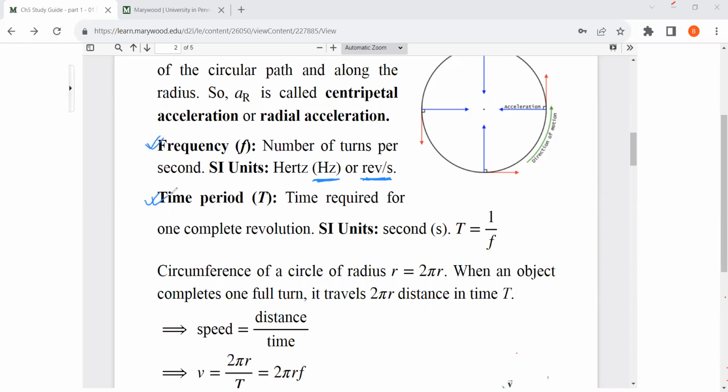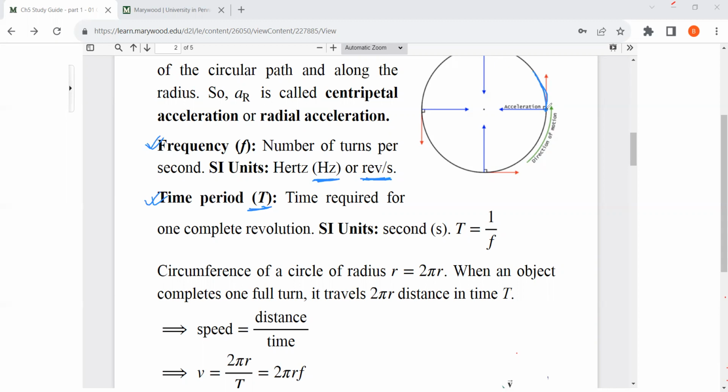And for the time period we use capital T to represent it, and time period means the time to travel 1 full turn. So frequency means how many turns in 1 second, and time period means the time for 1 full turn, 1 full revolution. If an object starts from here, it travels all the way around this circle and comes back to this point. The time it takes to do that is the time period. So the time period is the time for 1 full turn.